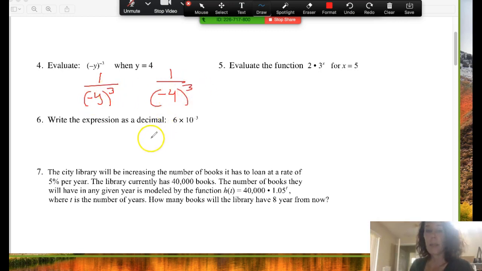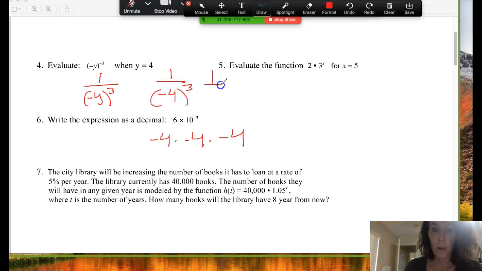So what does that mean? That means negative 4 times negative 4 times negative 4. Well, negative 4 times negative 4 is positive 16. Positive 16 times negative 4 is going to be negative 64. So this will be 1 over negative 64, or negative 1 over 64.